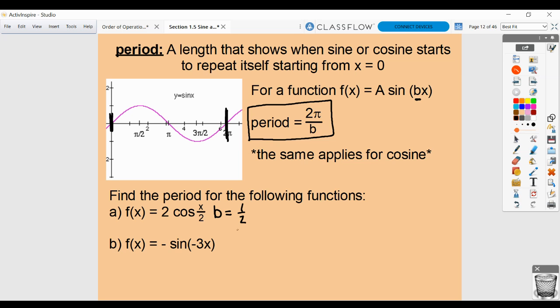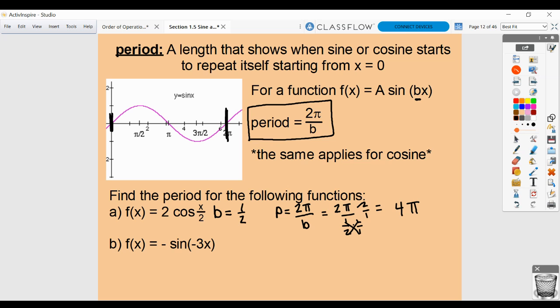So if I find the period, p equals 2 pi over b. So you get 2 pi over 1/2. Have to multiply by 2 to get that out of the denominator. And 2 pi times 2 would be 4 pi. So that would be the period.